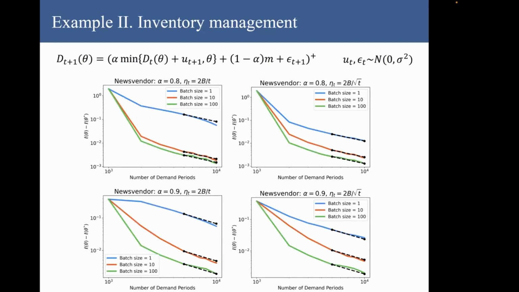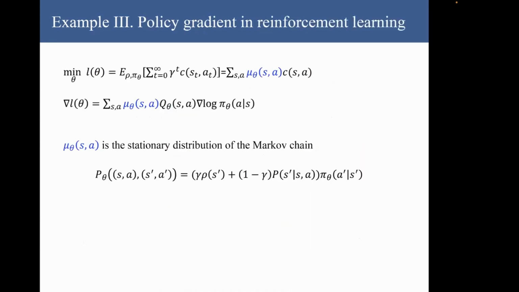These are just some numerical examples to show that we did achieve the desired convergence rate. I will just skip this because I do want to spend some time talking about the policy gradient in the RL example. Okay. So this is the policy gradient example.